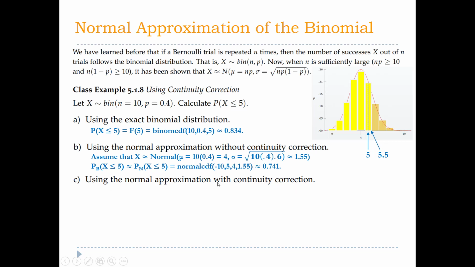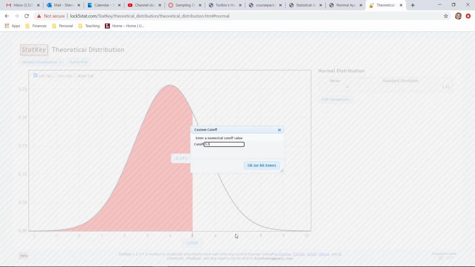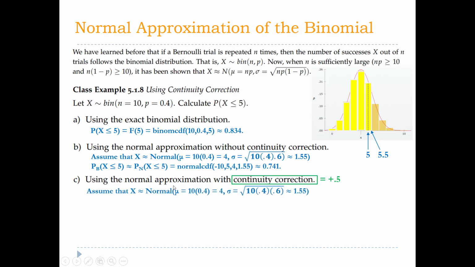So using the normal approximation with continuity correction, this is essentially saying add 0.5 to the value of x. So in this case, if we go back to StatKey, rather than using 5, if I use 5.5, look at the value that I get to the left. It's 0.833. And you can also get that using the calculator. So if you get the area from, say, -10 to 5.5, you get the probability of 0.833, which is much closer to the actual value than the estimate we had without the continuity correction.